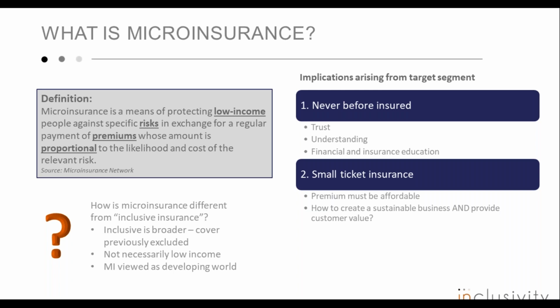So the target market is certainly not the poorest of the poor. It's simply low income customers. And in terms of that target market, one of the key implications to bear in mind is that most of these customers have never bought insurance before. And that raises some key issues around trust, understanding of insurance, and understanding of financial services in general.